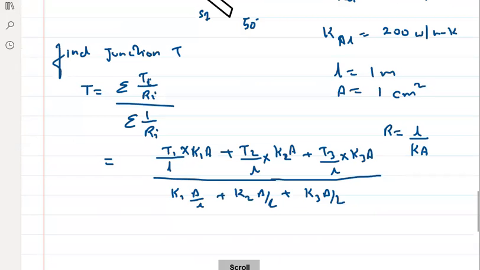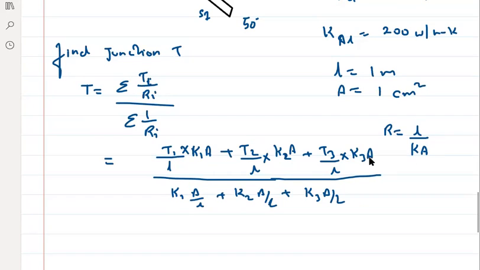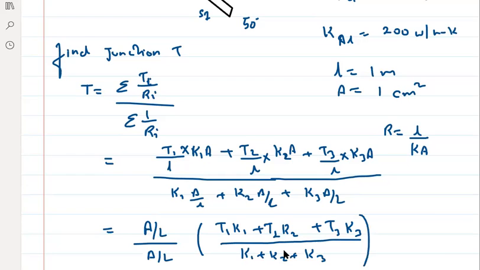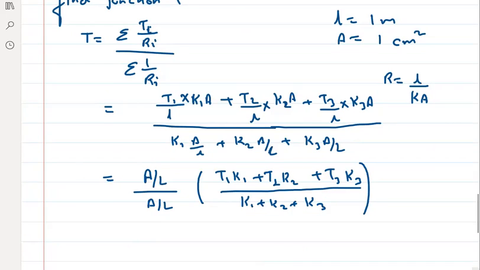Now since A and L are the same for all three, you can take A by L common and cancel it. Then you are left with T1 K1 plus T2 K2 plus T3 K3 divided by K1 plus K2 plus K3. Yes or no? That's why I said even though area and length will not be given, you can solve it. So this will be cancelled.